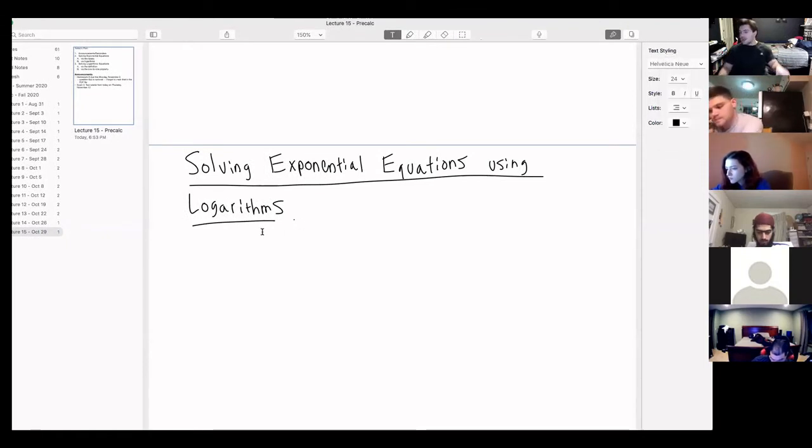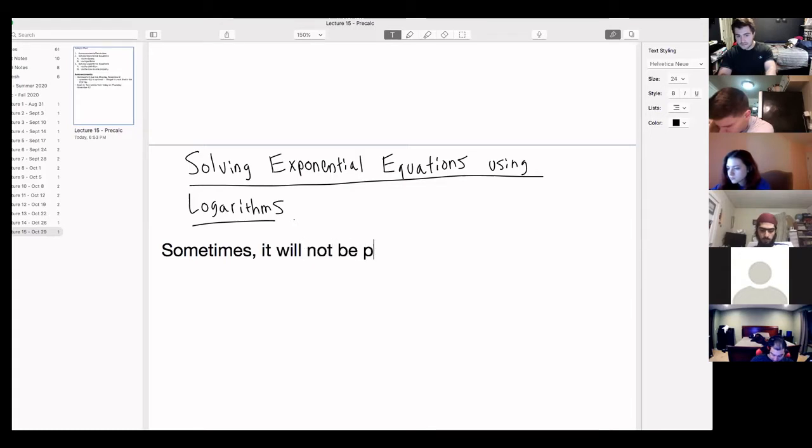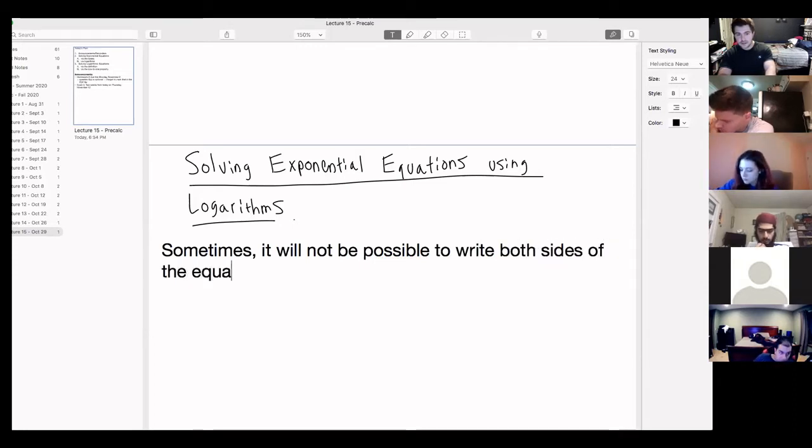Yeah, so we were in a nice situation before where it was possible to write both sides as the same base. Sometimes that will not be possible, okay? So let me just write that. Sometimes it will not be possible to write both sides of the equation with the same base. Okay, and we're gonna look at that instance in a second.